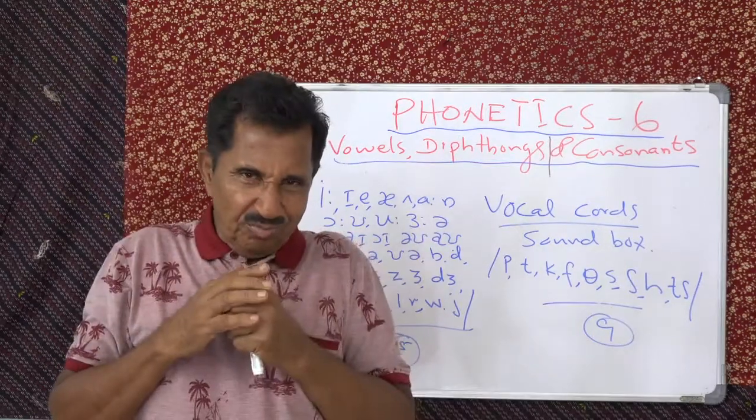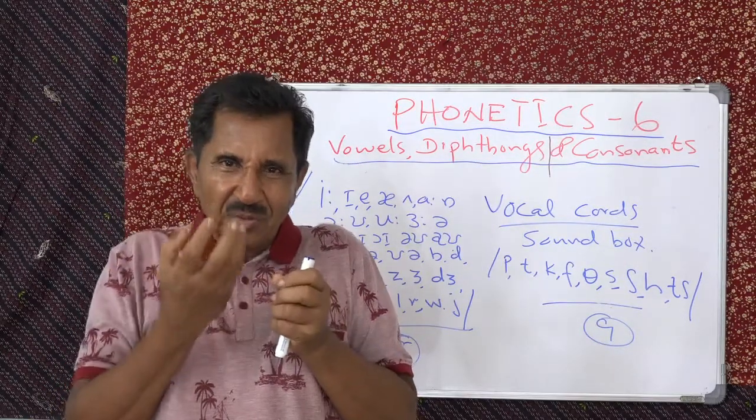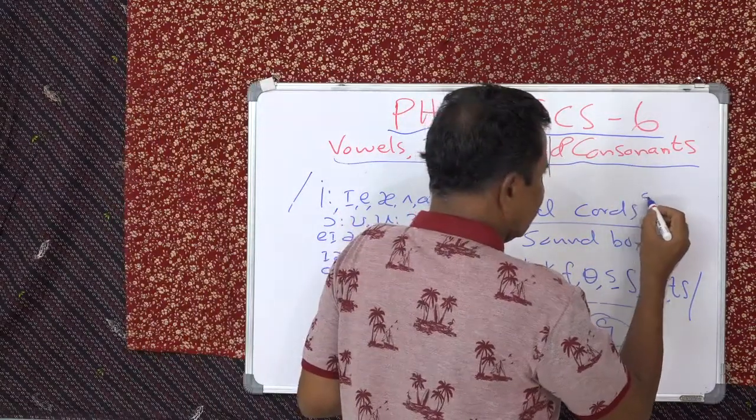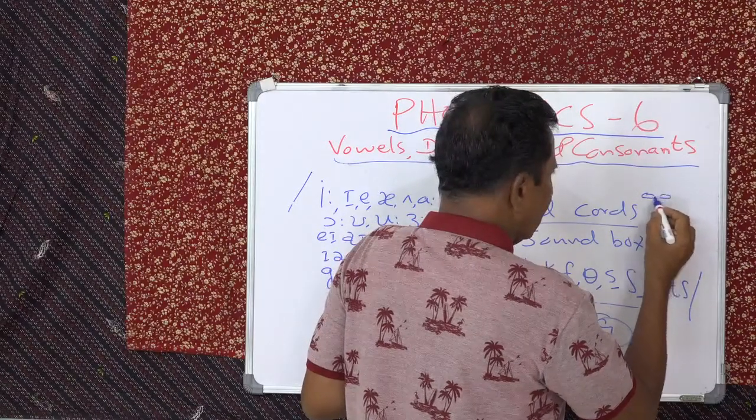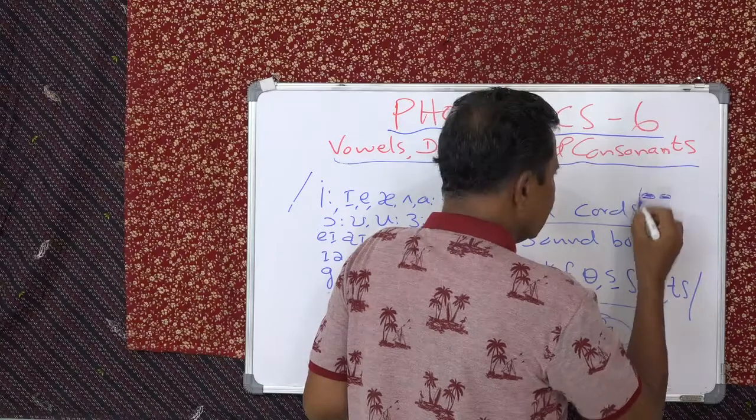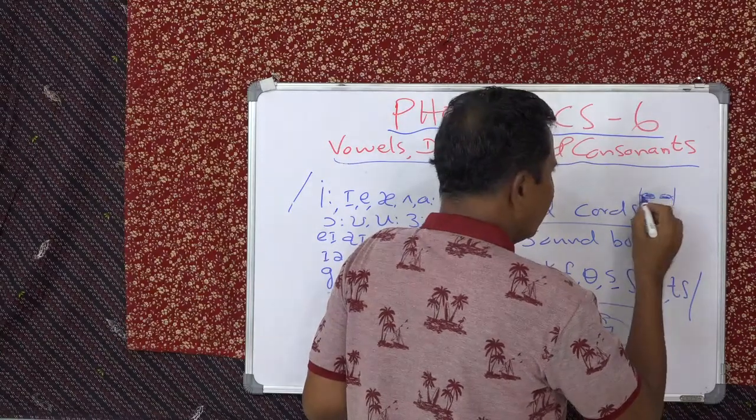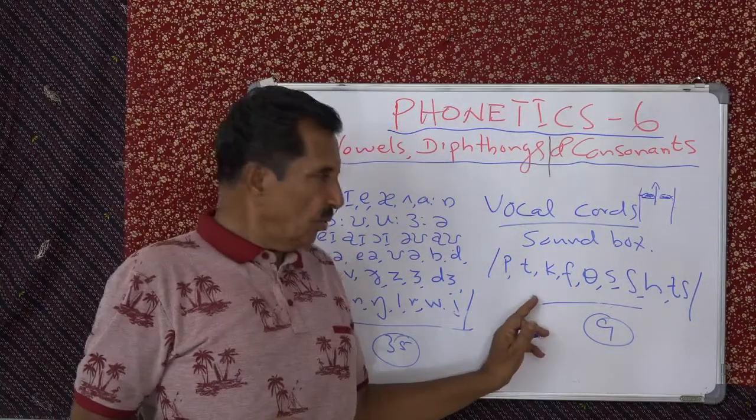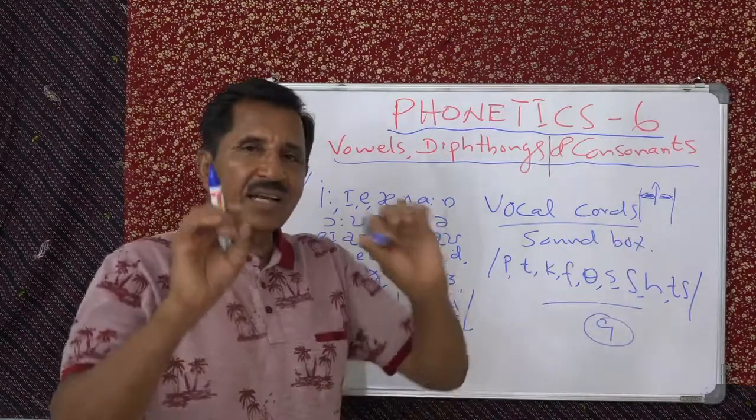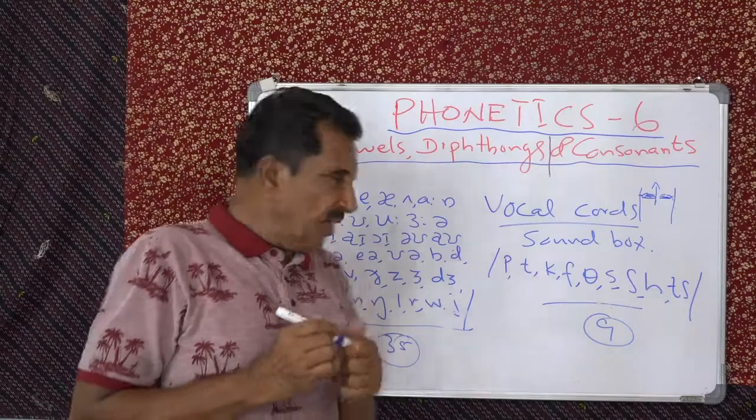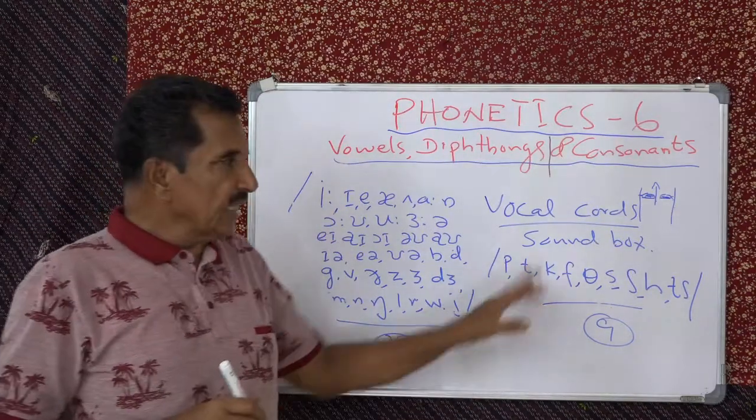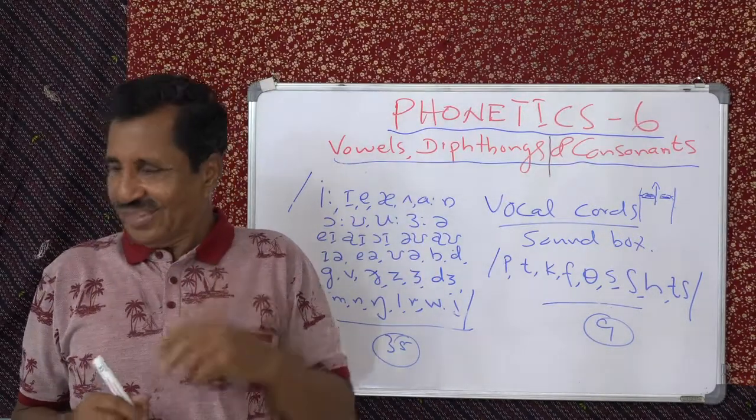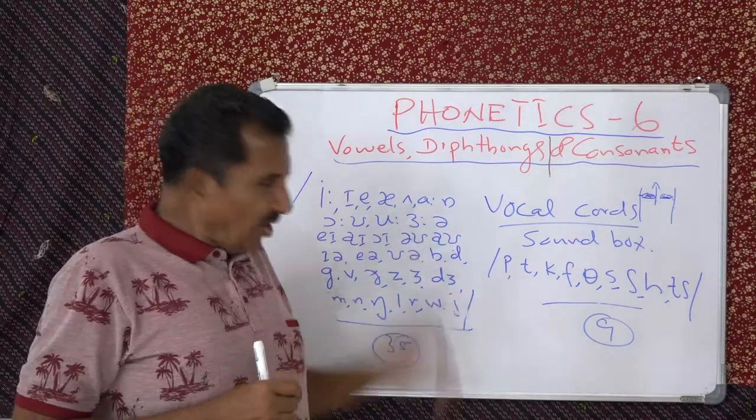This is because vocal cords are two very nice tissues. When the air is pushed out through the opening, imagine this is the windpipe, and here is the opening. When you produce these 9 sounds, it doesn't vibrate. But when you produce these 35 sounds, they vibrate. Listen to the fluttering.